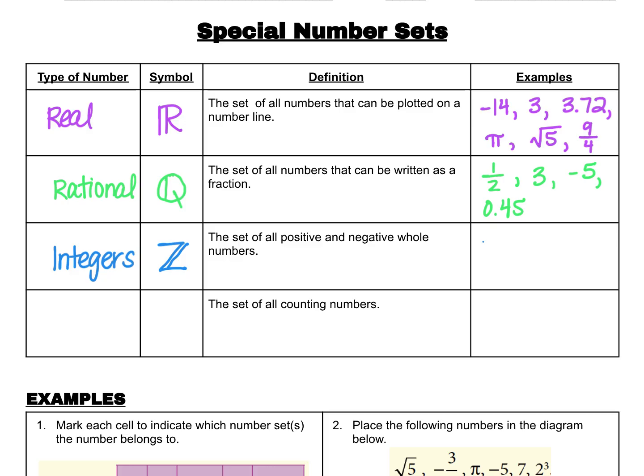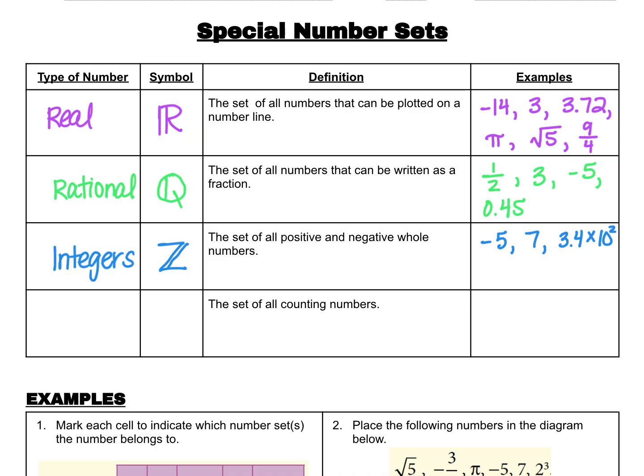So you can have -5, +7. You could have 3.4 times 10 to the power of 2, because 3.4 times 10 to the power of 2, we know that is equal to 340, and 340 is an integer, okay, because it's a positive whole number.